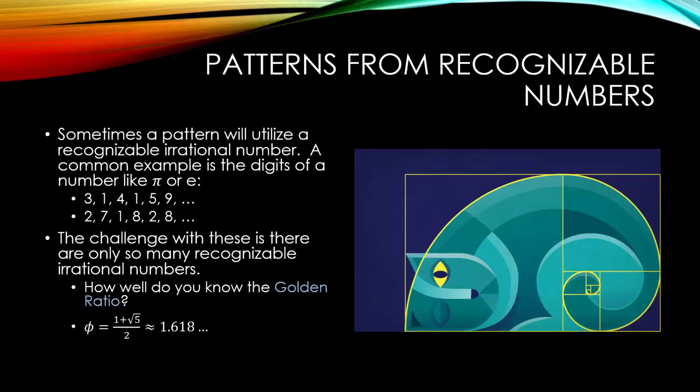We can use these values to create some type of recognizable pattern. The challenge is there's only so many recognizable irrational numbers. I mean, the golden ratio is one which pops up a lot. It's the ratio of the values in the Fibonacci sequence. Well, I don't know how many folks recognize the golden ratio as 1 plus the square root of 5 over 2, but it's just going to give us 1.618 and something messy after that. Having recognizable irrational numbers can be tricky.